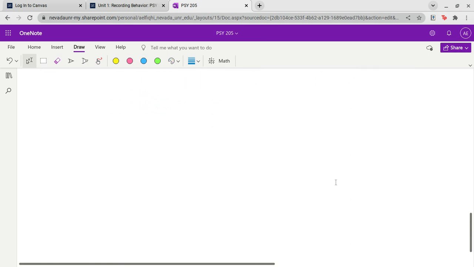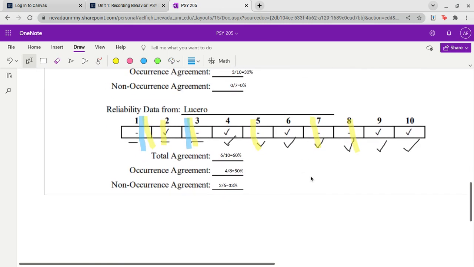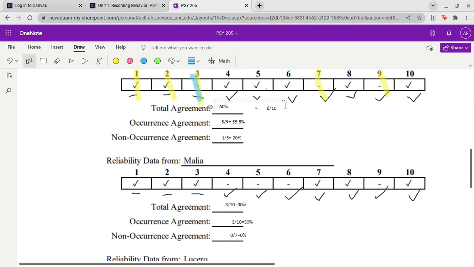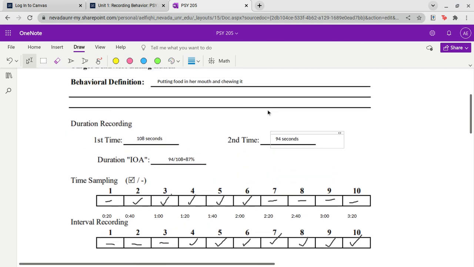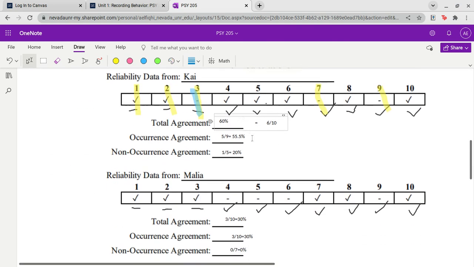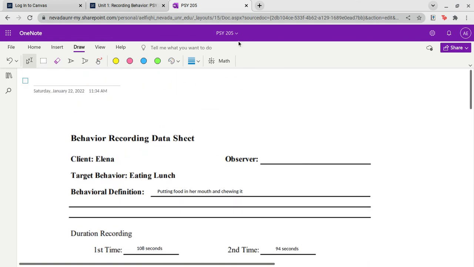So hopefully that makes a little bit more sense. If you're still struggling with the IOA, I went through it in a little bit more detail and a little bit slower in my other video, so maybe that will help you a little bit. Yeah, so you can really see just how to do the different steps of recording the observations and doing the IOA calculations. So hopefully that's a little bit more helpful.